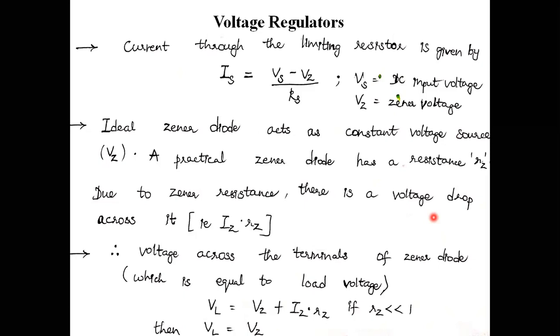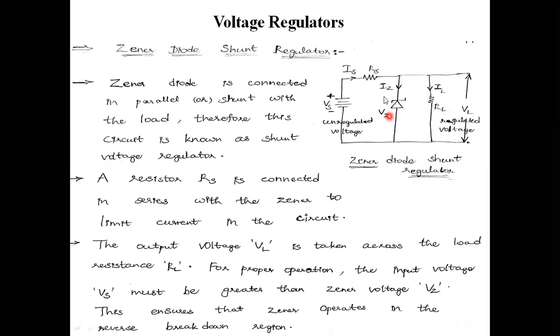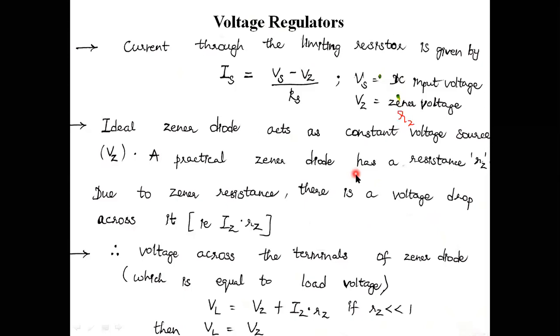Then due to that RZ, some small amount of current is flowing across the Zener diode. Flow of current is taking place, and I am treating the drop as VZ. Some resistance is there across this Zener diode, that is RZ. Due to this combination of current and resistance, some drop will be considered. The drop is given as IZ into RZ. The voltage across the terminals of the Zener diode, which is equal to the load voltage, is given by VL equal to VZ plus IZ RZ.